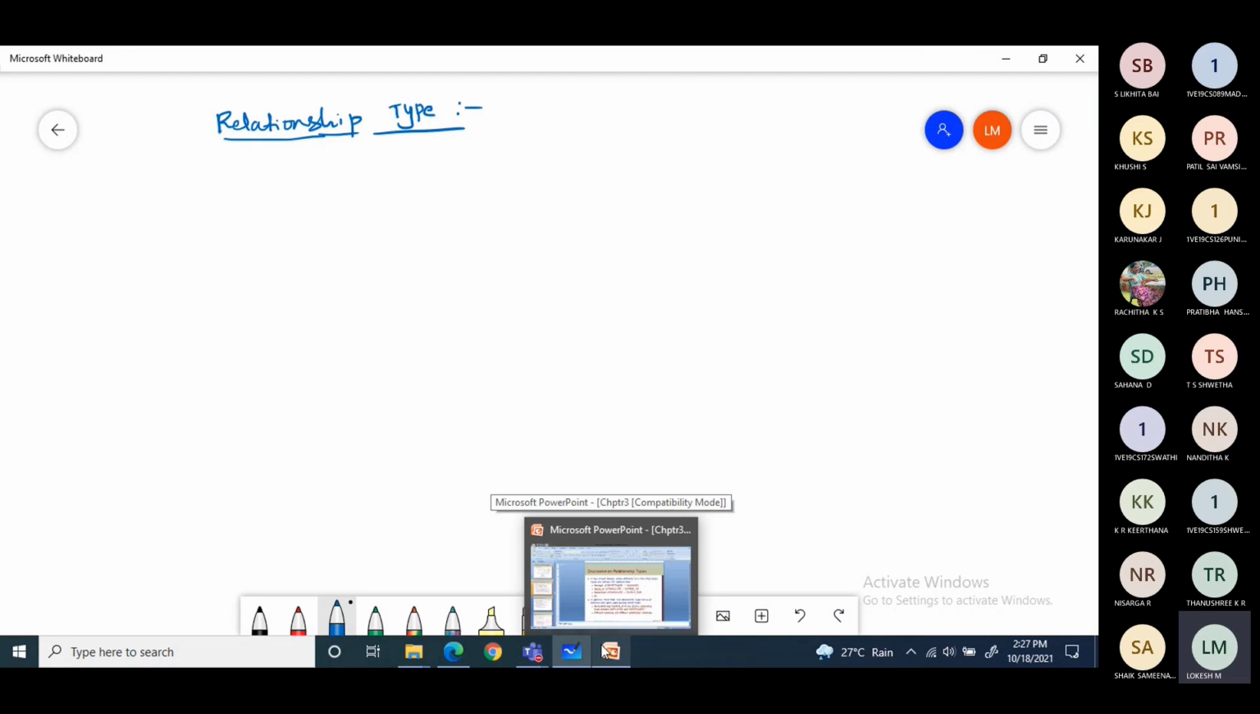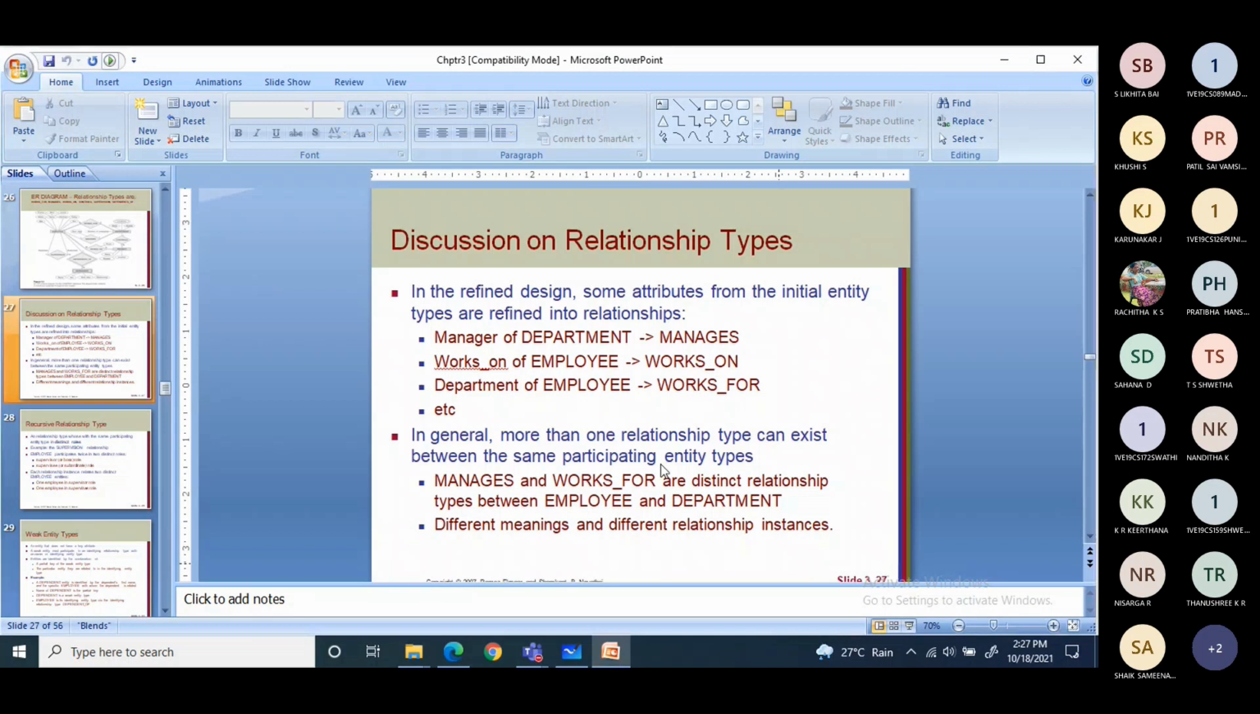Okay, today we'll discuss relationship types. When you write any relationship between two entities, for example, manager is the one who manages the department. Employee is one entity and department is another entity. Any one employee manages a department. Manages and manager, these are the relationship types.